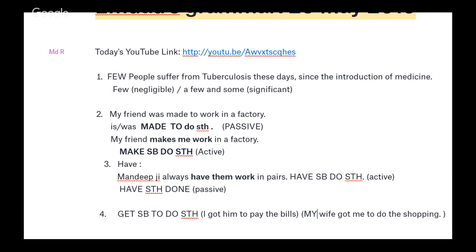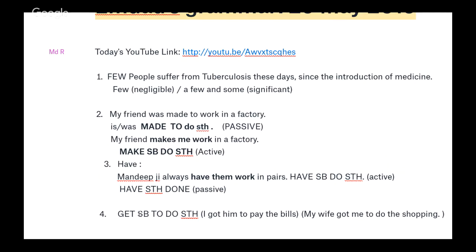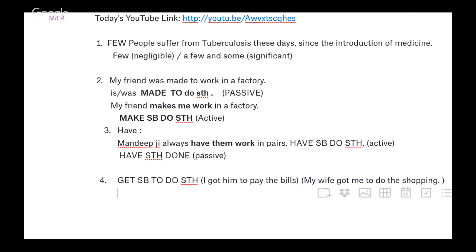This is active. So whenever you see something, what is the hack? The simple hack is this: whenever you see somebody, it is an active voice. Is it clear? When you say make somebody do something, do you see somebody there? Active voice. Have somebody do something. There is somebody here, active voice. How about this? Get somebody to do something. There is somebody here, active voice. How can you make it passive? Who can tell me? It's the same as how. How will it be? Get something done. Passive.